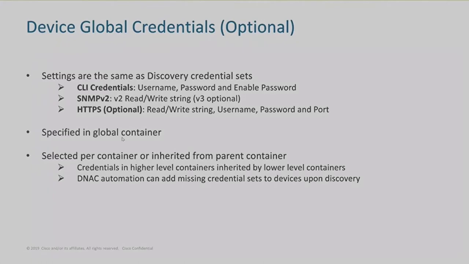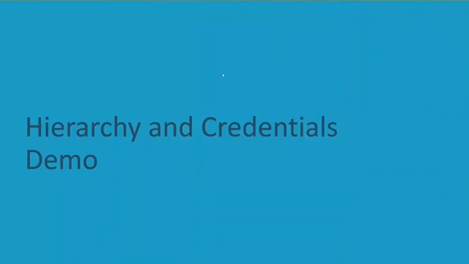Again, we specify them at a global container, and then all of the sites, all of the areas that you create under global, the buildings and the floors, will inherit them from global. But if you need to be more specific on an area by area, building by building, or floor by floor basis, you can go down to that level in the hierarchy and override the global-defined user credentials that were inherited. That's a pretty easy one to do. We'll probably run through that. So now let's stop the slides here and go straight into the demo. Mikey, handing it back over to you.